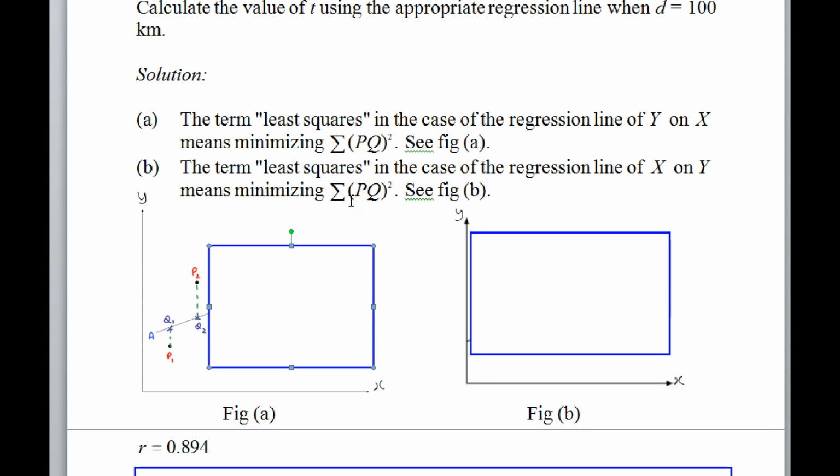Hey, this one not given, eh? The dots are given, right? But P and Q are not given, right? Okay, so this distance you want to minimize. Because you actually want to find Y on X, you minimize this distance.